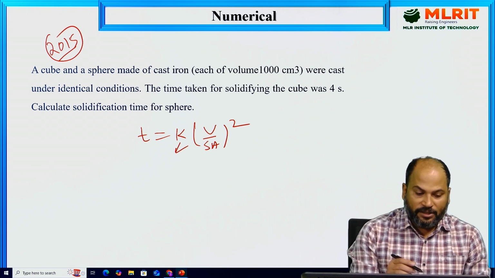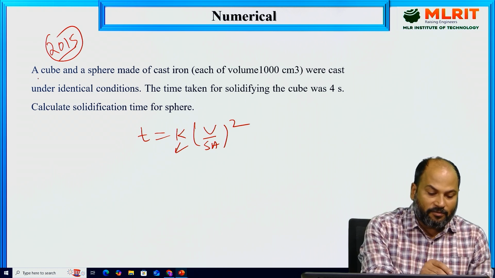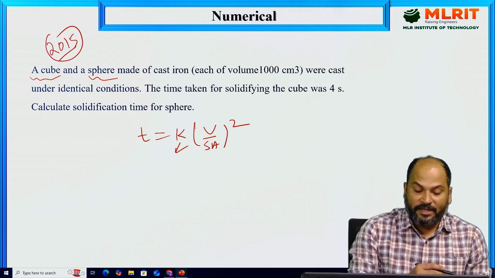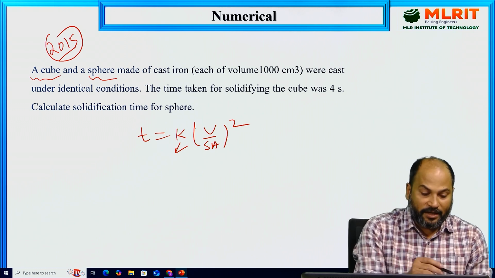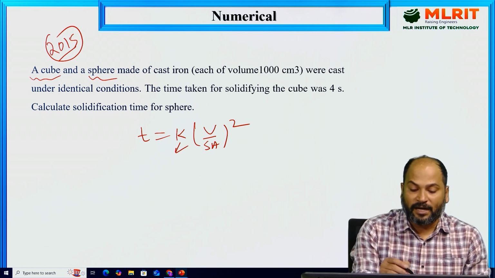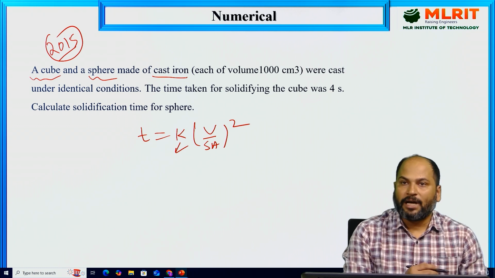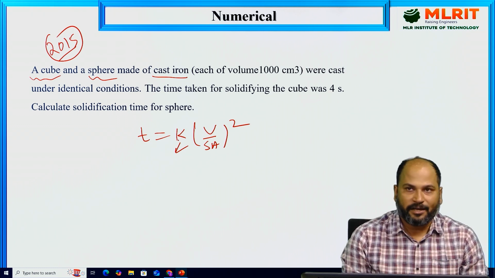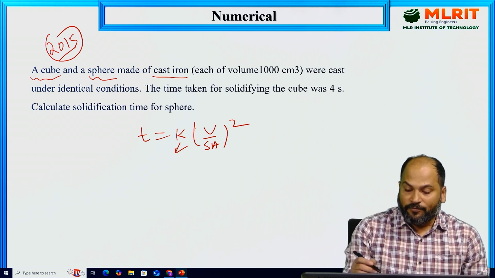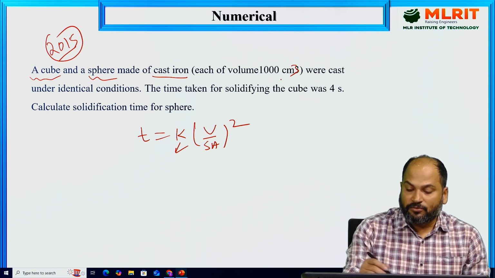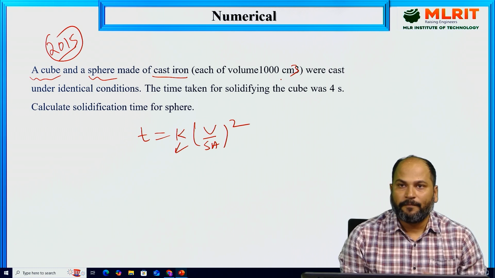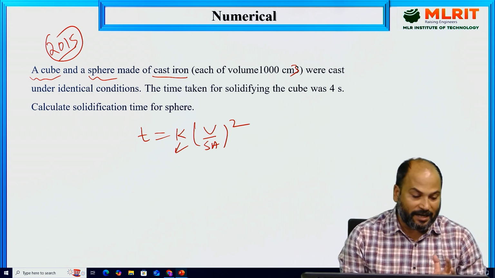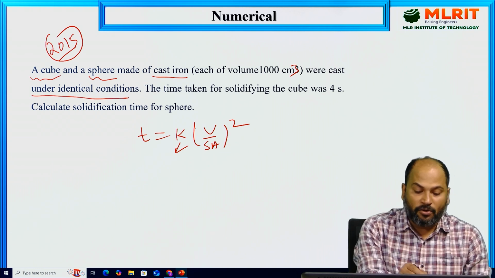In this problem, two castings are there, one having a cube shape and another a spherical shape. The numerical reads: a cube and a sphere made of cast iron. So what is the material? Both are made of cast iron, which means this constant K will be the same for both. Each has a volume of 1000 cubic centimeters, so the volume of both cast shapes is given. They are cast under identical conditions, so all the conditions are the same.